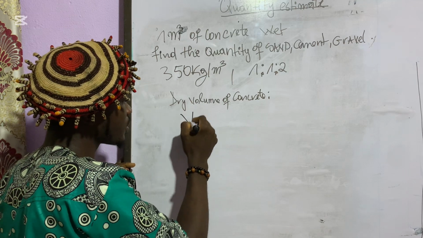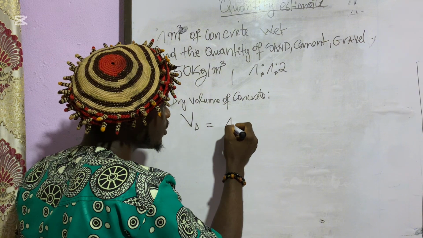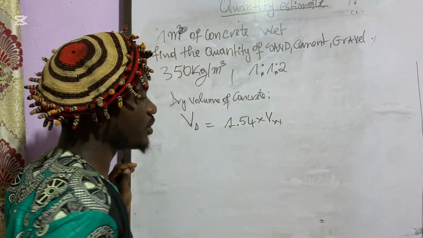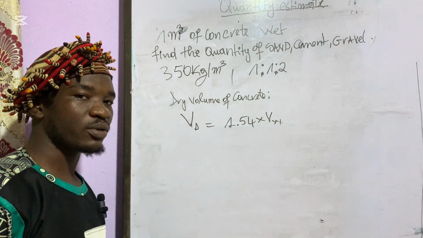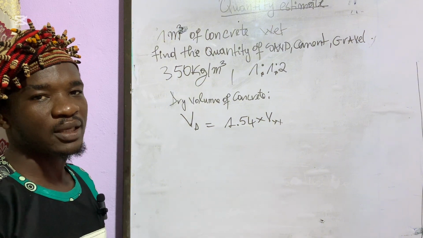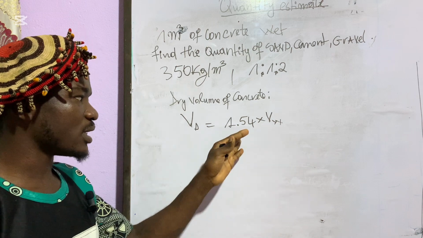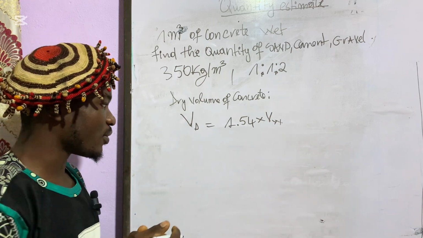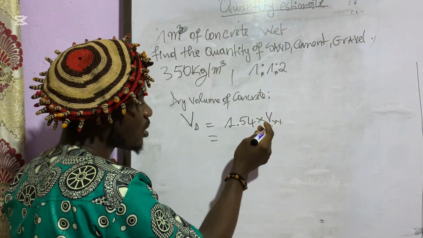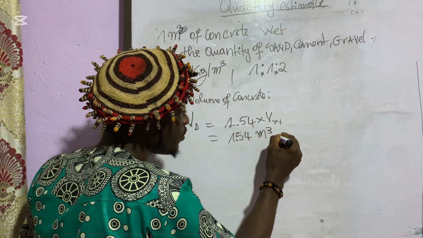The dry volume of concrete, I will call it VD, will simply be equal to 1.54 times the wet volume, VW. This coefficient you are supposed to know, so keep it in your brain from today. It is the coefficient of proportionality between the wet volume and the dry volume. It has been found to be equal to 1.54. So doing the numerical application, you have 1 meter cube times 1.54, giving 1.54 meter cube of dry concrete.